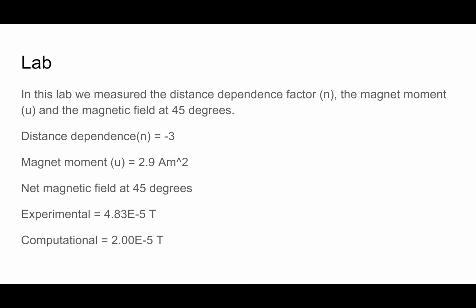So in this lab, we measured the distance dependence factor n, the magnetic moment mu, and the magnetic field at 45 degrees. And I concluded that the distance dependence n equals -3, the magnetic moment mu equals 2.9 amperes, and the net magnetic field at 45 degrees for the experimental was 4.83 times 10 to the -5 Tesla, and the computational model was 2.00 times 10 to the -5 Tesla.